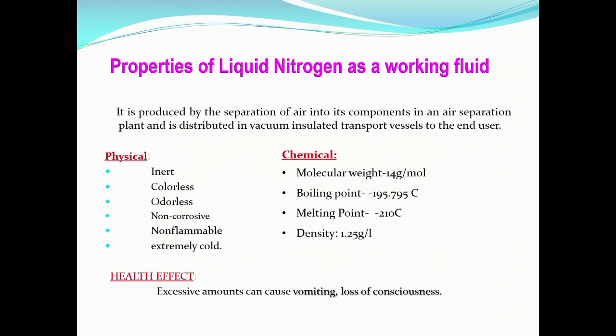Properties of liquid nitrogen as a working fluid. It is produced by separation of air into its components in an air separation plant and is distributed in vacuum insulated transport vessels to the end user. Physical properties: inert, colorless, odorless, non-corrosive, non-flammable, and extremely cold. Chemical properties: molecular weight of 14 gram per mole, boiling point of -195 degrees Celsius, and a melting point of -210 degrees Celsius. Density of 1.25 gram per liter. Health effects: excessive amounts can cause vomiting and loss of consciousness.